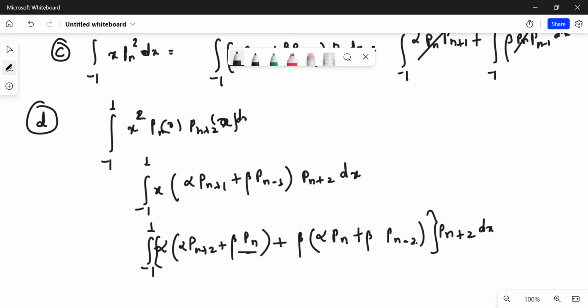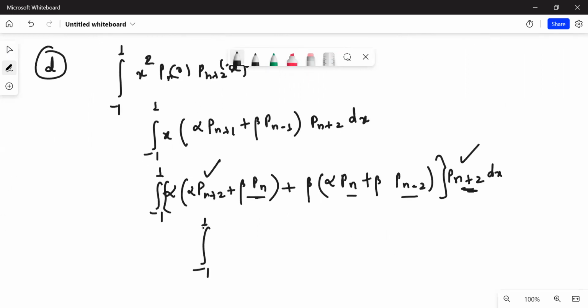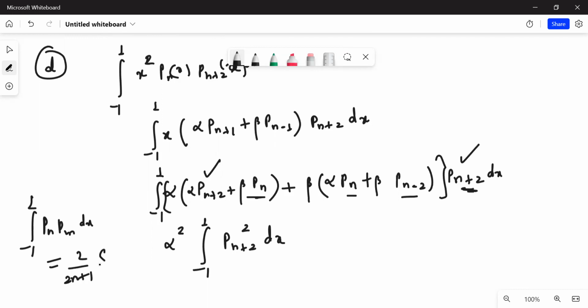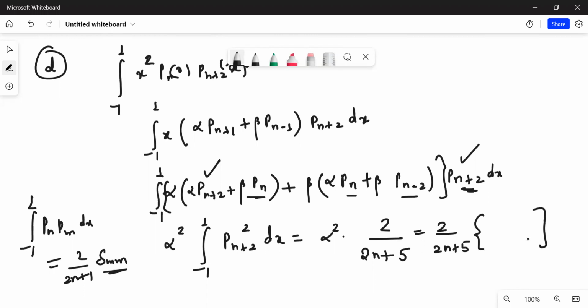And you can see that only surviving term, this will not be surviving with this, this will not be surviving with this, this will not be surviving with this. Only surviving term would be pn plus 2 into pn plus 2. So this integration would be minus 1 to plus 1. This is alpha square, and this is pn plus 2 ka square. And I know that integration from minus 1 to plus 1, pnx, pmx, dx is equal to 2 upon 2n plus 1, Kronecker delta mn. So if m is equal to n, then this is 2 upon 2n plus 1. So this will be alpha square into 2 upon 2n plus 4 plus 1, 5. So this is 2 upon 2n plus 1, 2n plus 5. And what is alpha square? I think alpha square was the first coefficient. This is n plus 1 divided by 2n plus 1 square. If you remember, this was alpha, the first one.